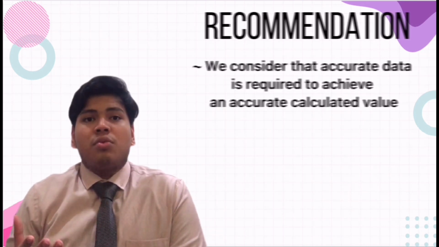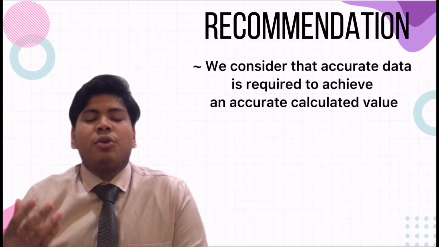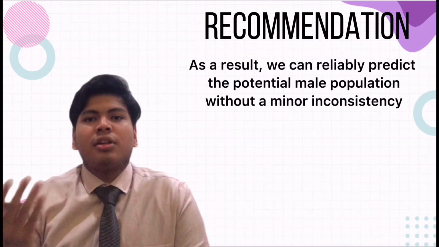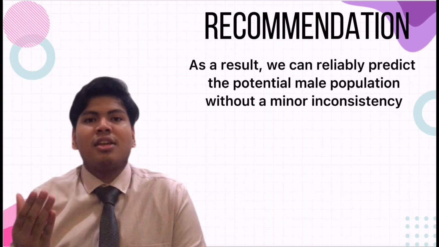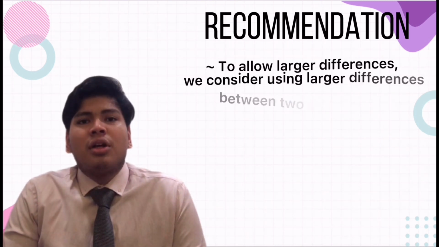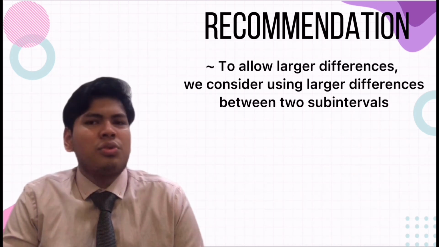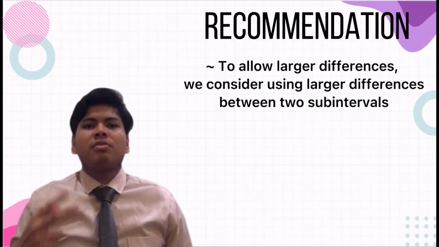For the recommendation for task 1, we consider that accurate data is required in order to achieve accurate calculated values. As a result, we can predict the potential male population without minor inconsistency. For task 2, to allow a larger difference, we consider using a larger difference between two sub-intervals.